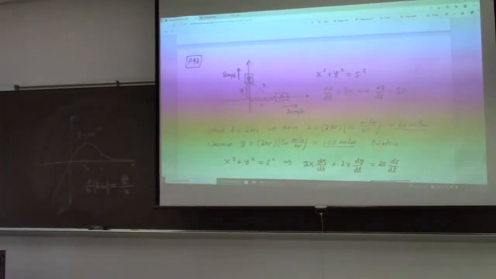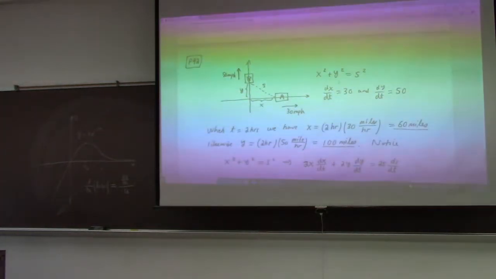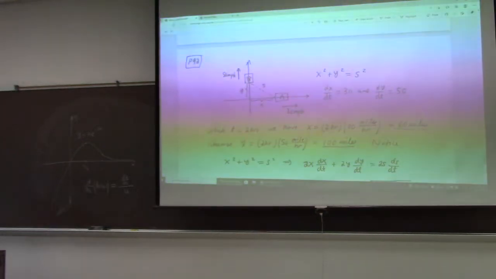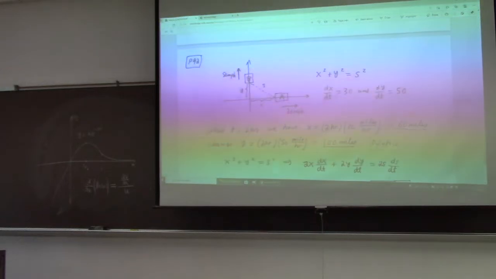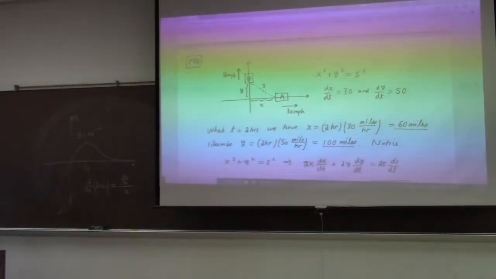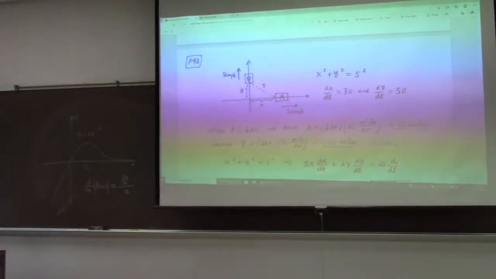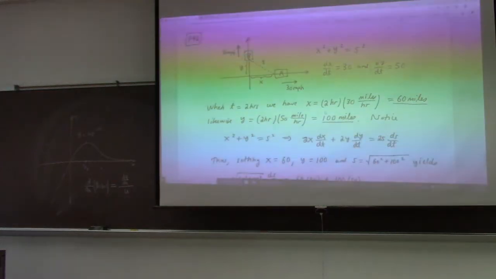But anyway, again, you find the relation between the variables and then identify velocities or rates of change, dx/dt, dy/dt, and then put it all together.